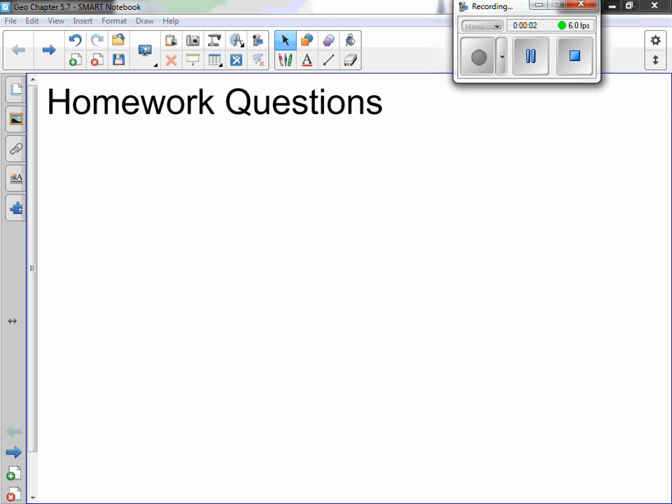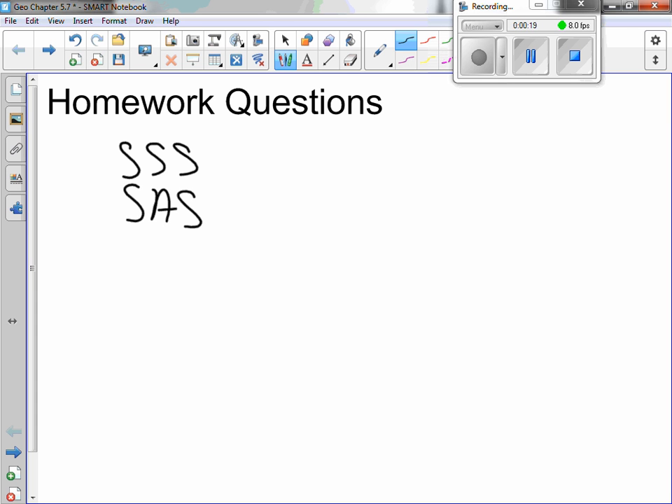So far we've gone over the 4 different congruency theorems or congruency shortcuts, however we want to call them. And the ones that we had were side, side, side, angle, side, angle, side, angle, angle, side. We had these 4. These are the ones that work.